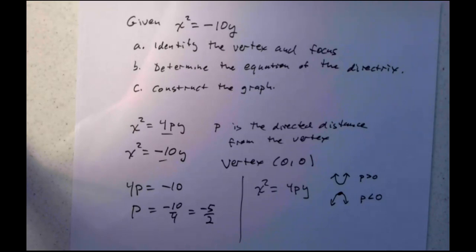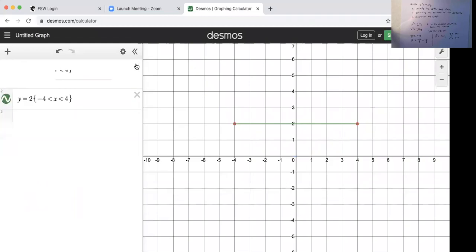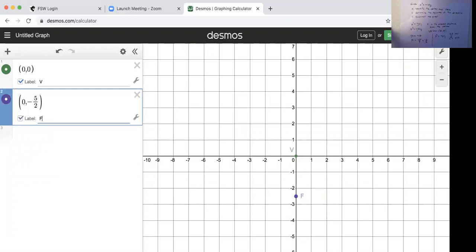So let's jump to our graph. We will erase what was there before. So our vertex is 0, 0. P is negative 5 halves, and it's an x squared one, so it's either opening upwards or opening downwards. Since p is negative, it's opening downwards. So I have to go down that distance p. P was negative 5 halves. So the vertex is 0, 0, and the focus is 0, negative 5 halves.